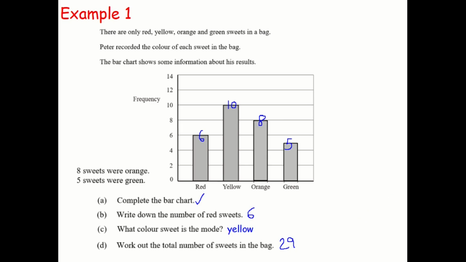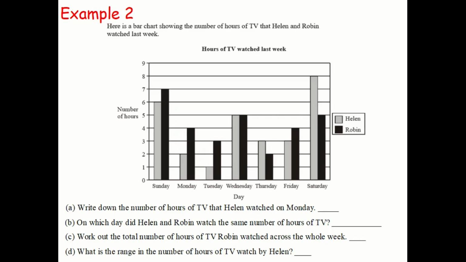Okay, let's have a look at example 2 here, and we've got a dual bar chart now. So we've got 2 things being represented here. So it says, here is a bar chart showing the number of hours of TV that Helen and Robin watched last week. So it's really important just to pay attention to which colour bar represents which person. So here we've got the grey one representing Helen and the black one representing Robin.